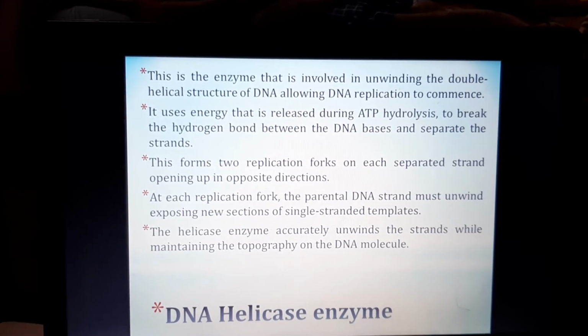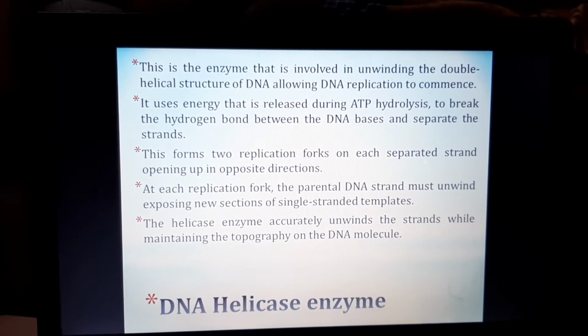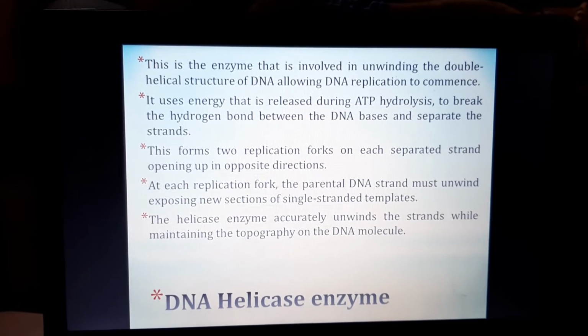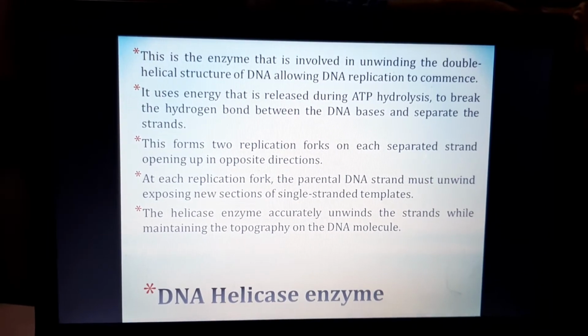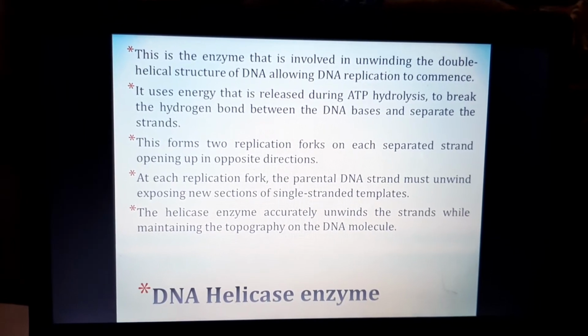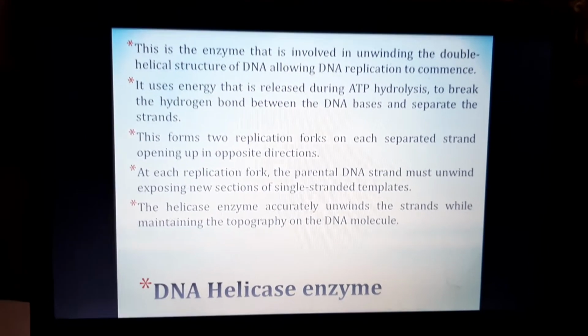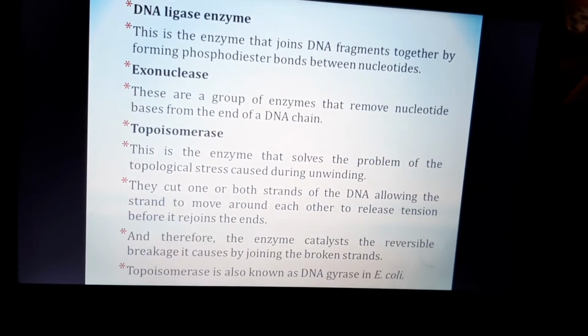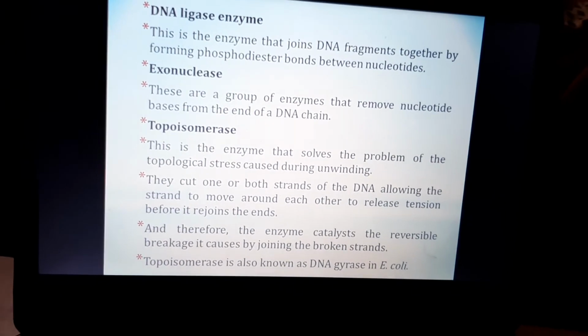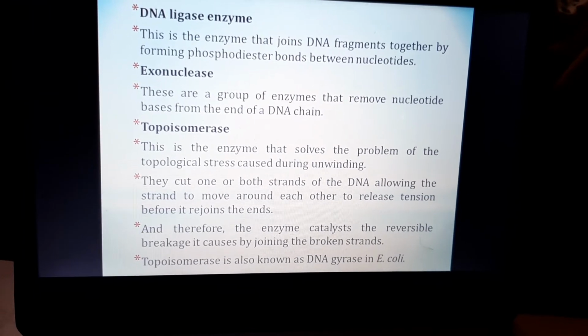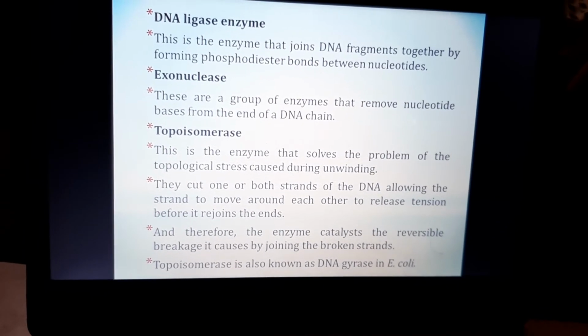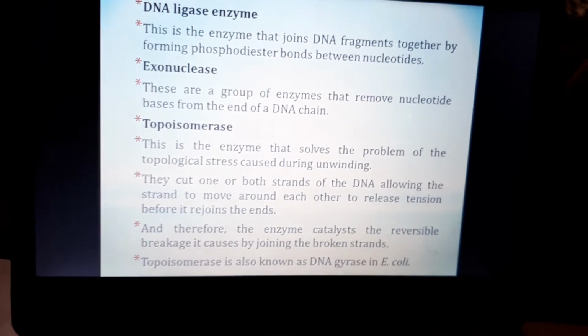At each replication fork, the parental strand must unwind, exposing a new section of single-stranded template. Helicase enzymes accurately unwind the strands while maintaining the topography of the DNA molecule. Next, DNA ligase is the enzyme that joins DNA fragments together by forming phosphodiester bonds between the nucleotides.